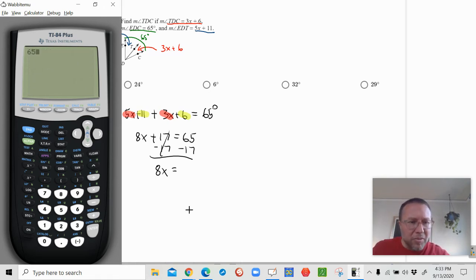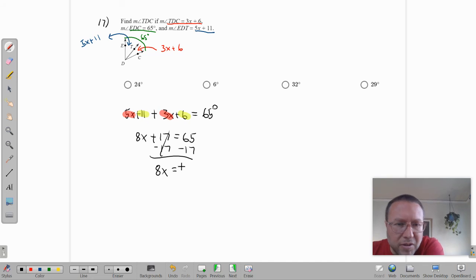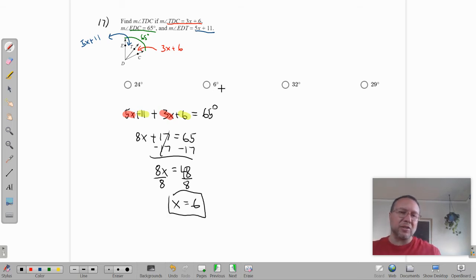65 minus 17, so we get 48. And then divide both sides by 8. So we get 6. You notice they're tricky. You see 6 is one of the answers, but that's x equal to 6.